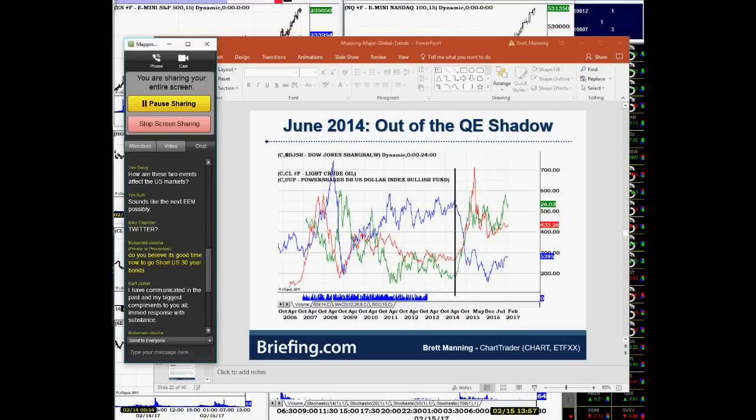Short U.S. 30-year bonds, honestly, in front of the French elections, because I think you're going to see a spread. So the question is, do you believe it's a good time to go short the 30-year bonds? It's like going short TLT. And I don't think so. I was short the bonds, right?